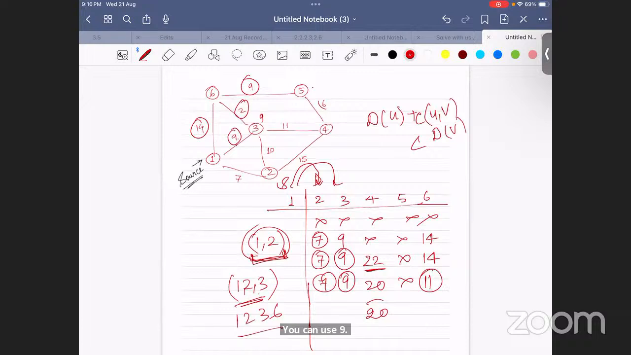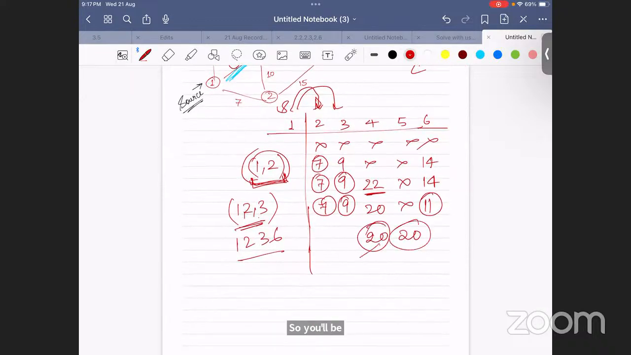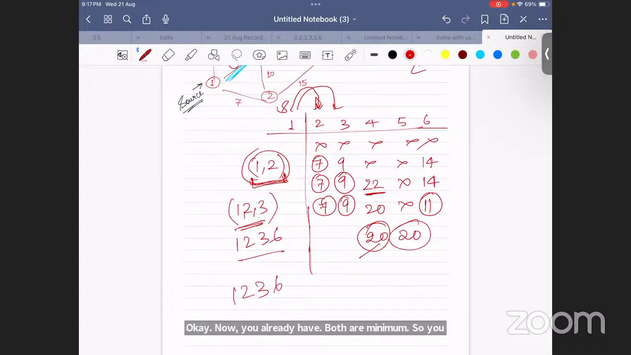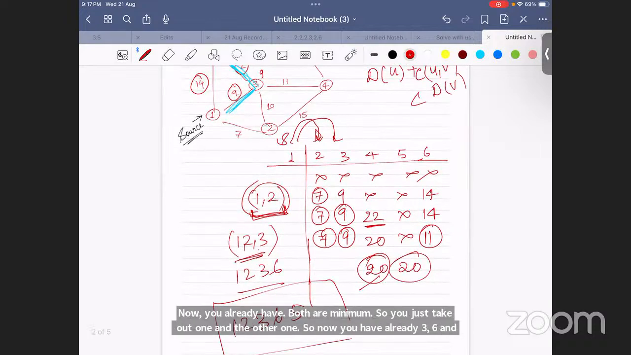Yes, you can use 1, 2, 3 to 6 and then to 5. This way you can use it: 9 plus 2 is 11, plus 9 is 20, right? So you'll be having 20. Now both are minimum, so you just take one. So now you already have everything, 3, 6 and 5 also, correct? So you have got all the minimum distances.